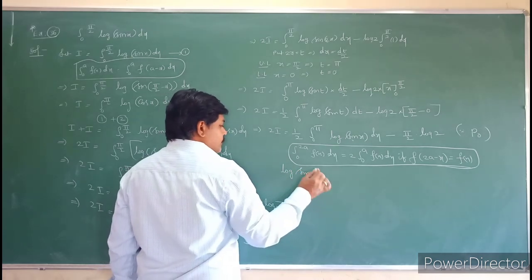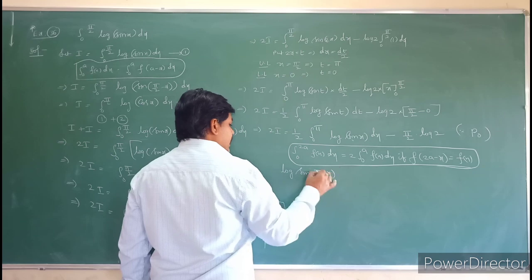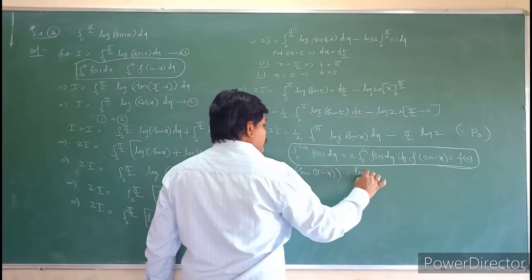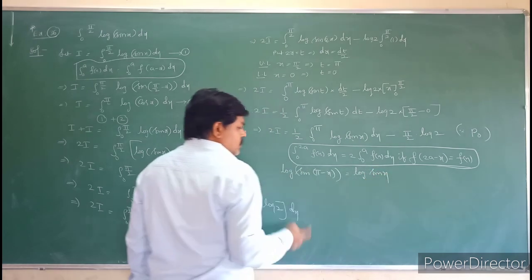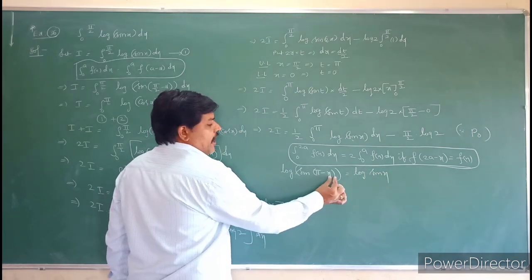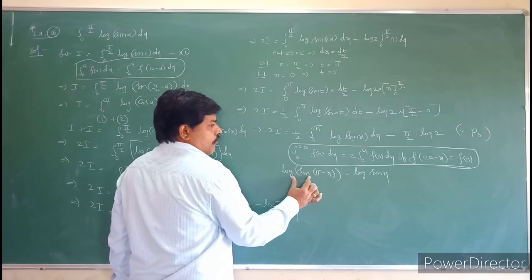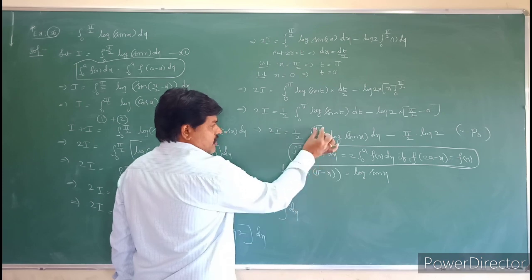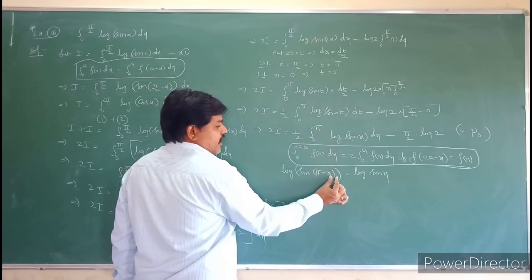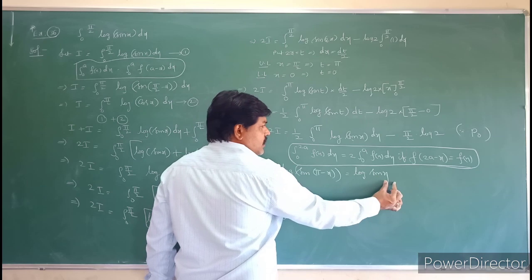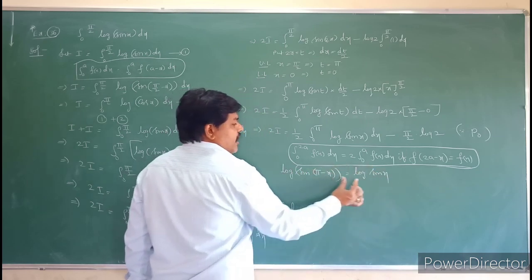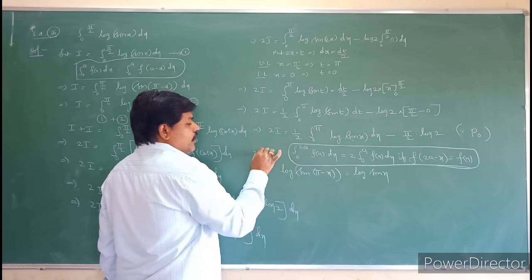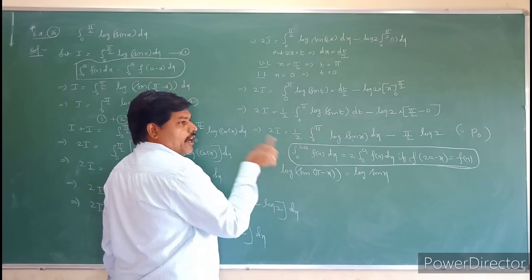So here, this value log of sin of pi minus x can be written as log of sin x. Why? Because log of sin 2a minus x. Are you understanding that? In the place of 2a, you have pi. So 2a minus x gives log sin x. That is f of 2a minus x is equal to f of x. So this pi you can write as 2 into pi by 2. Yes or no?